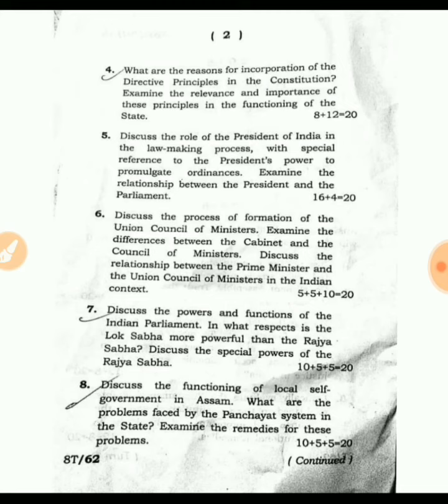Question number 7, discuss the powers and functions of the Indian Parliament. In what respect is Lok Sabha more powerful than the Rajya Sabha? Discuss the special power of the Rajya Sabha.